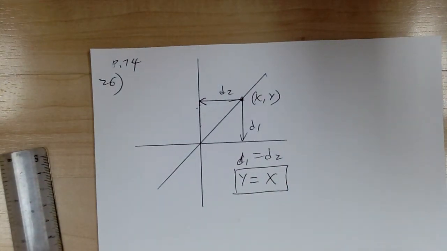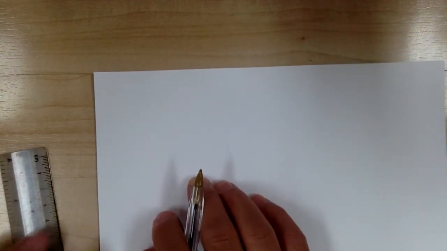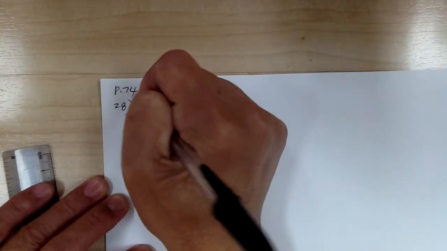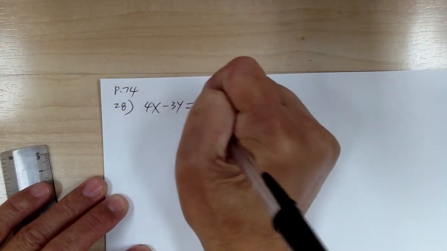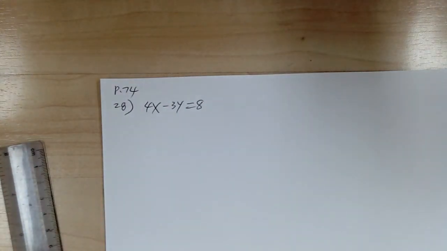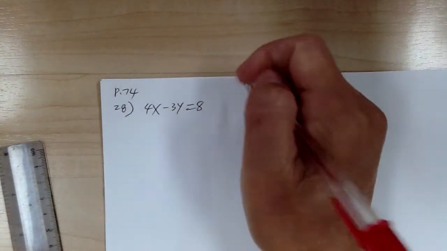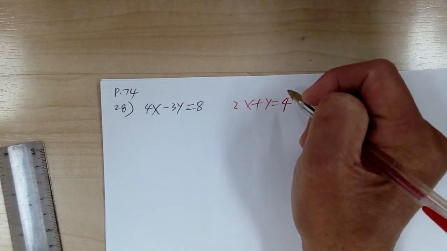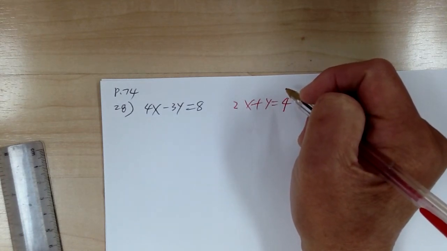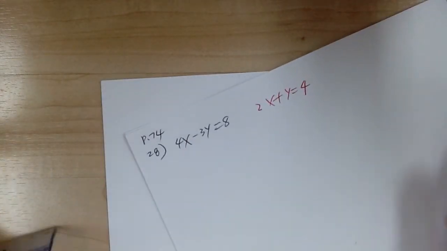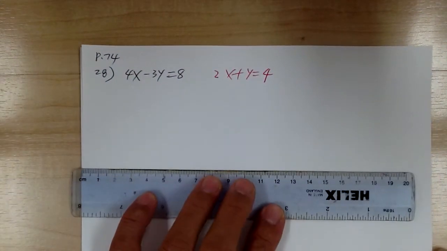Okay, let's go to number 28. You have 4x minus 3y is equal to 8. And you have another equation: 2x plus y equal to 4. And you're looking for the angle bisector of the acute angle. Okay, so first what you need to do is sketch out the lines, so that way you know where the acute angle is. Okay, so let's go and sketch.